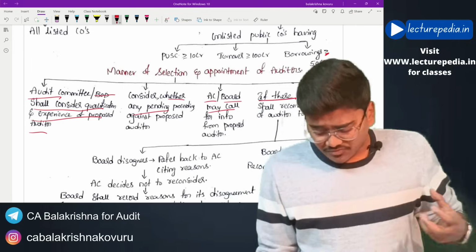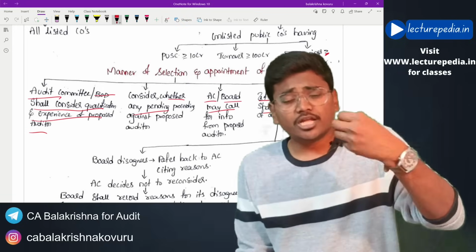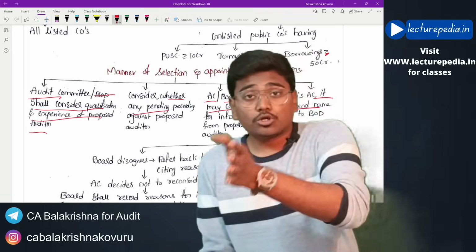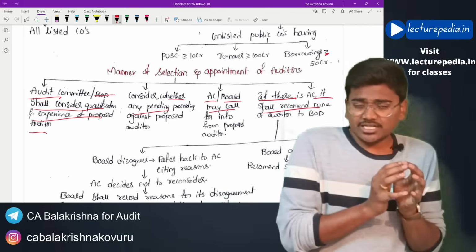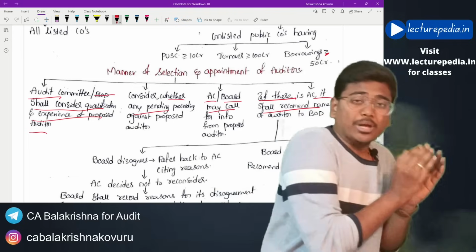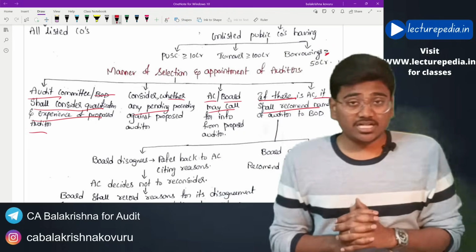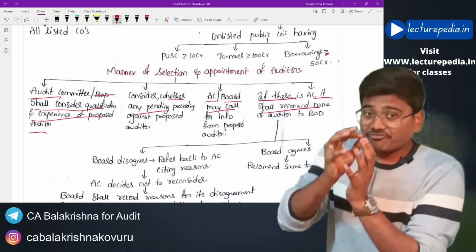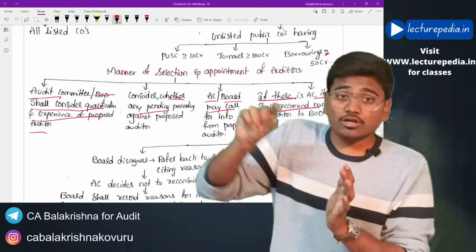After that, if there is audit committee, it shall recommend the name of the proposed auditor to the board of directors. Now, if board of directors agree to the recommendation of the audit committee, they will recommend the same to the members. If board of directors do not agree with the recommendation of the audit committee, then they will refer back the same to the audit committee for reconsideration along with the reasons.